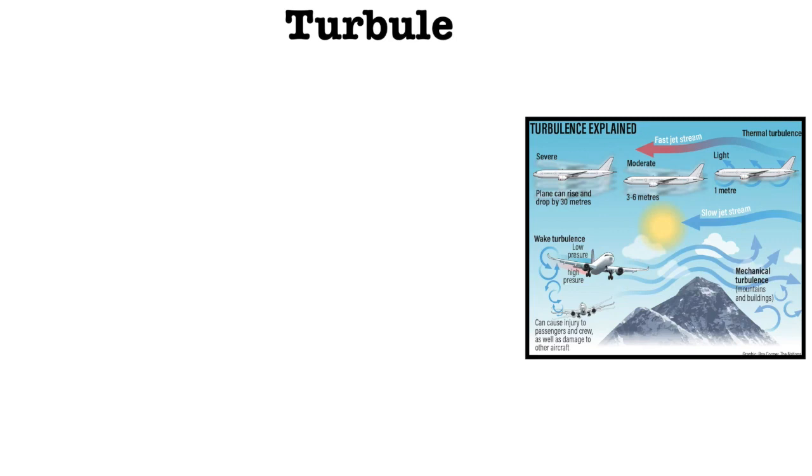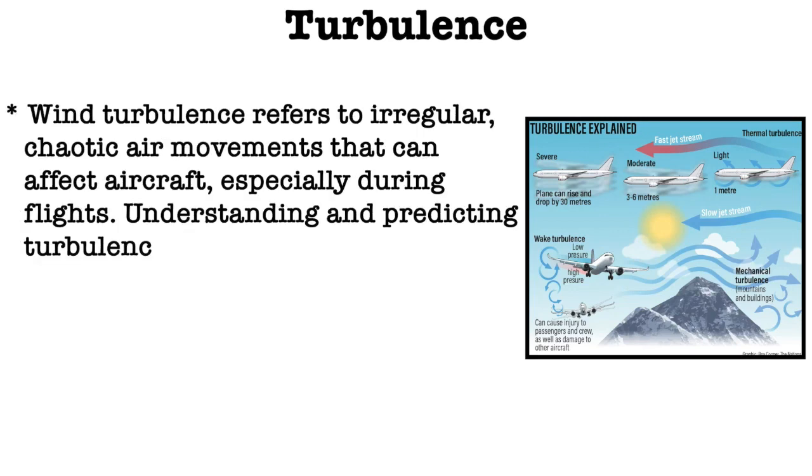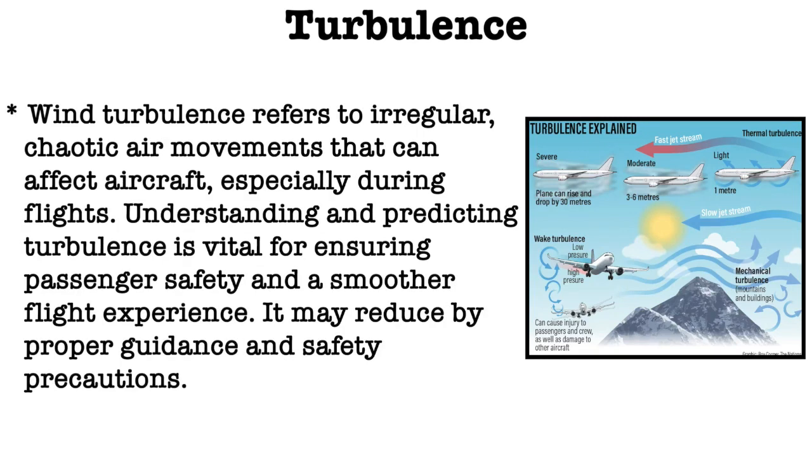Next is turbulence. Wind turbulence refers to irregular movements that can affect aircraft, especially during flights. Understanding and predicting turbulence is vital for ensuring passenger safety and a smoother flight experience. It may be reduced by proper guidance and safety precautions.